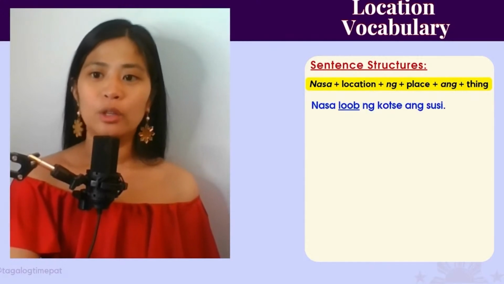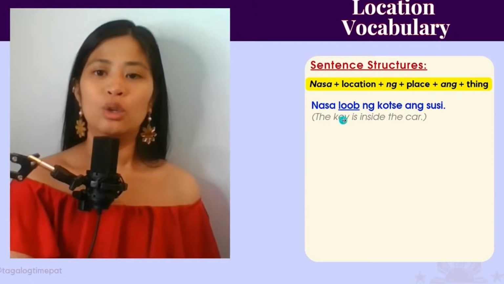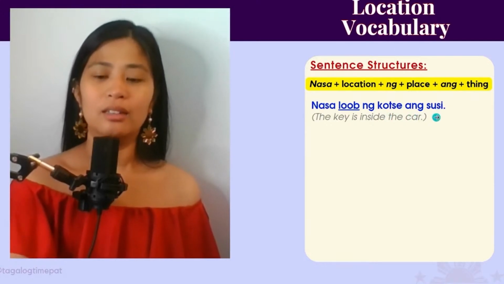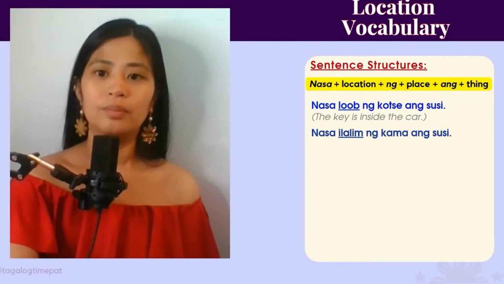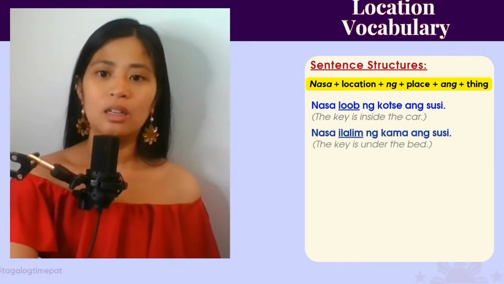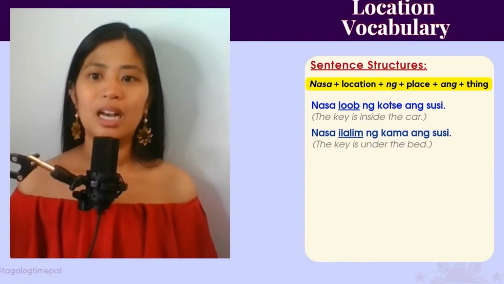Nasa loob ng kotse ang susi. The key is inside the car. Nasa, loob is the location. There's nang. Kotse is a place or thing. Ang, and then susi is the thing. Okay? Nasa loob ng kotse ang susi. Or nasa ilalim ng kama ang susi. The key is under the bed. Nasa ilalim ng kama ang susi.